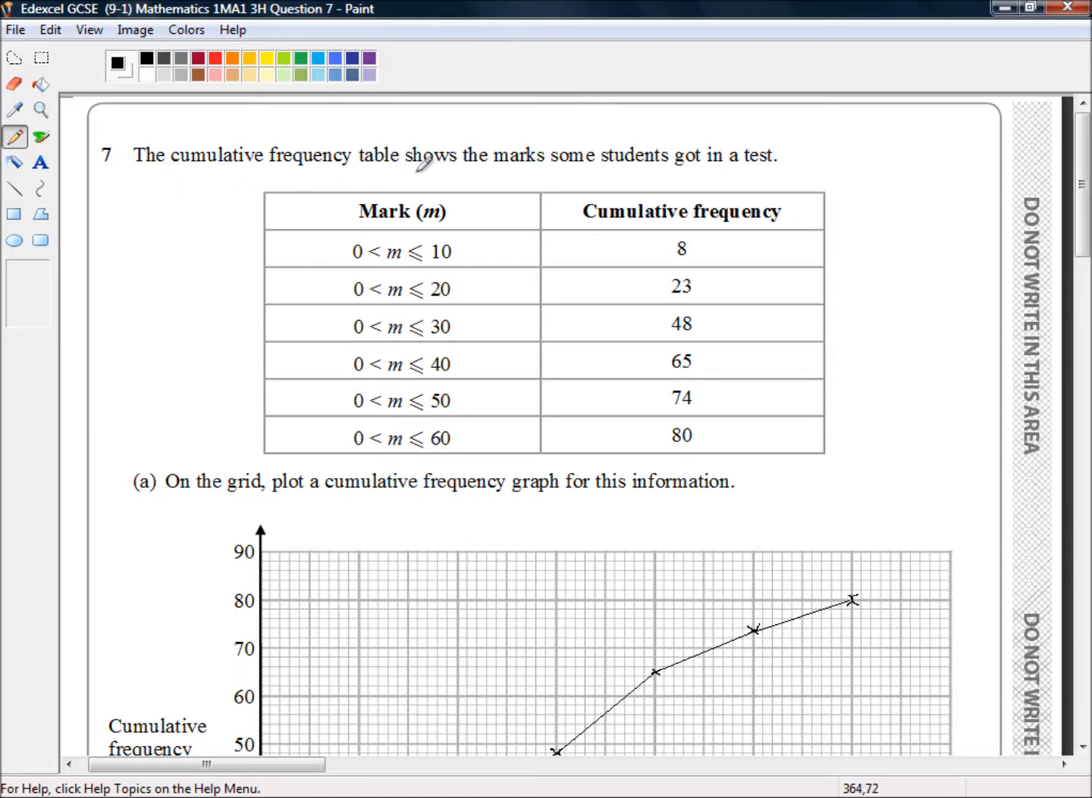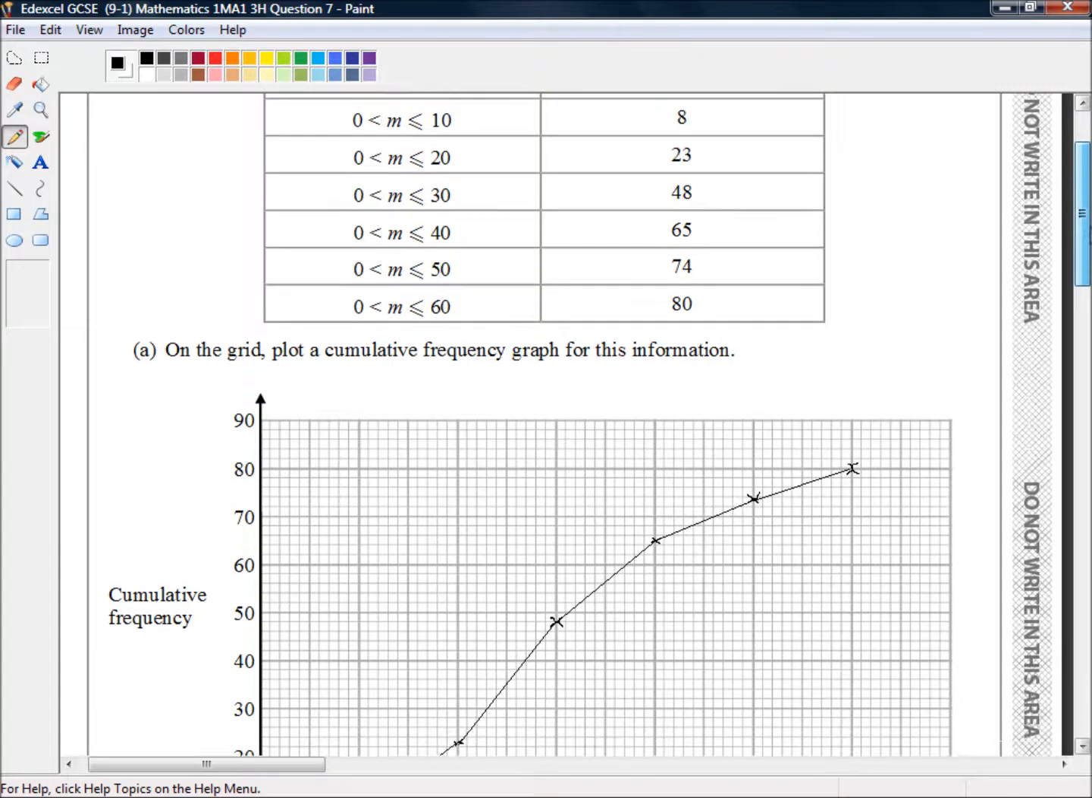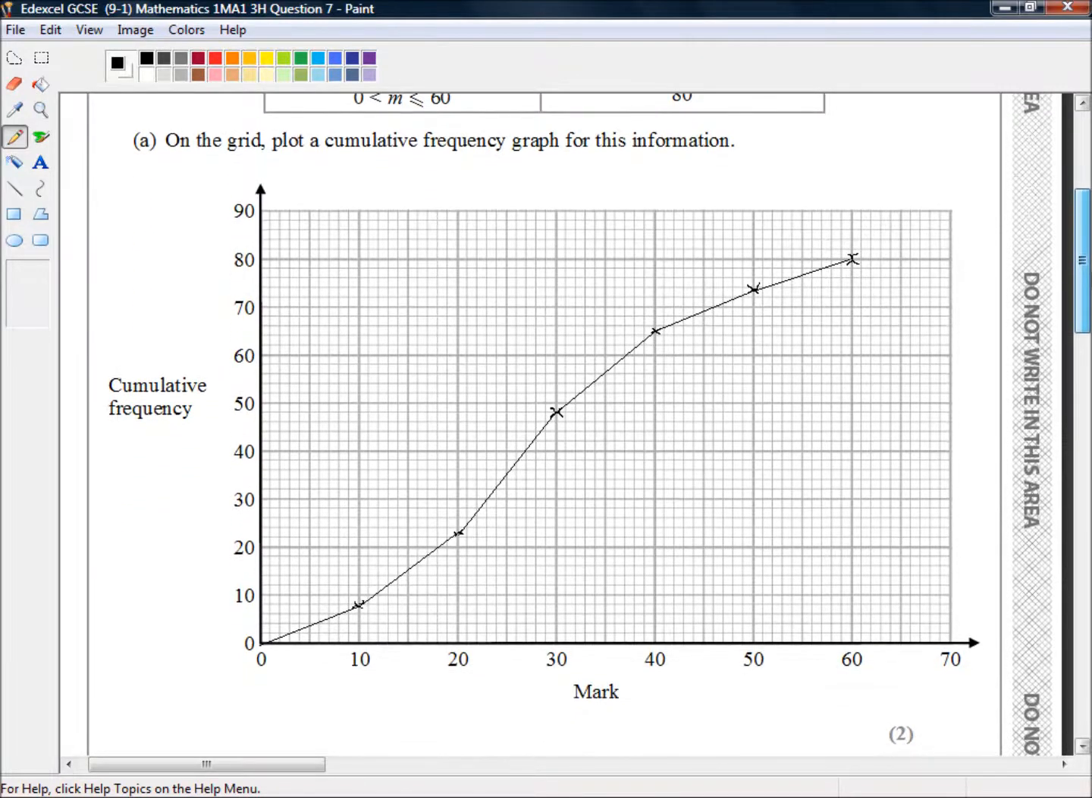The cumulative frequency table shows the marks some students got in a test. And so here we've got our marks, and here we've got our table. On the grid, plot a cumulative frequency graph for this information. Because I'm really rubbish at drawing, I've taken the time to draw it carefully so that you can get a nice, neat view of what it should look like. If you can draw it with a nice smooth curve, that's even better, but you are allowed to link them with straight lines. But you're looking to make sure all these points are in the correct place.